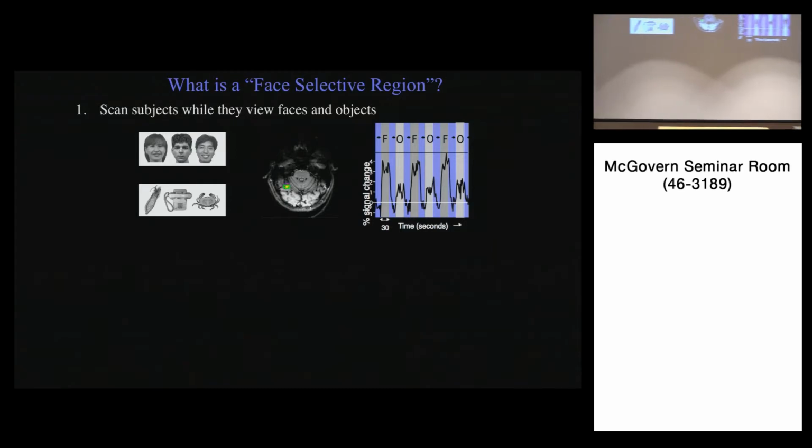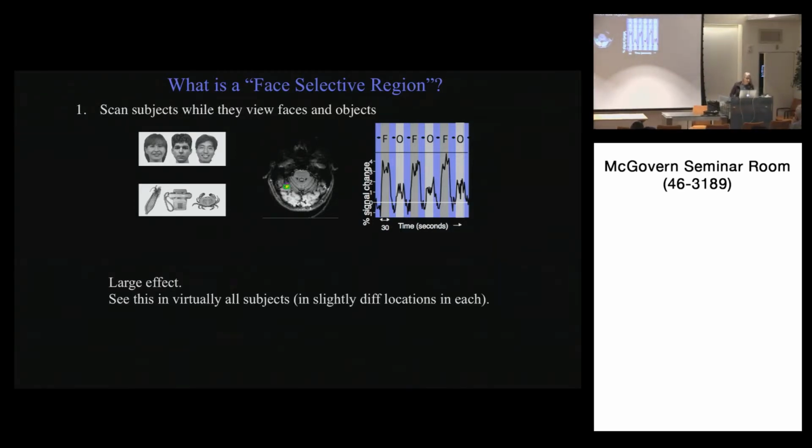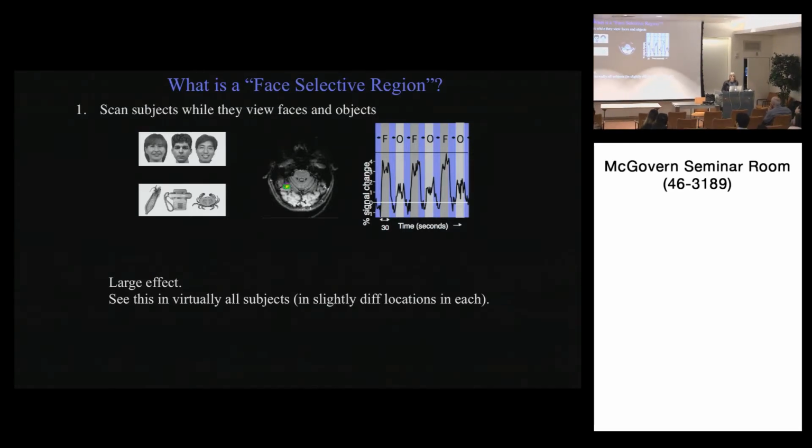So I'll just give you one example of how we did that early on in our first paper. First of all, you see this thing in every subject you test. That region will be in slightly different locations, but it's always back there on the bottom of the back of the right hemisphere and the lateral side of the fusiform gyrus.